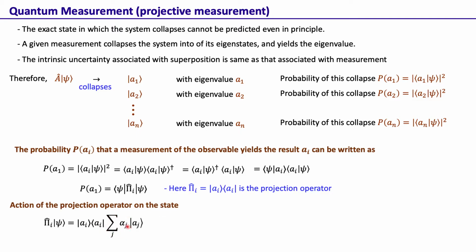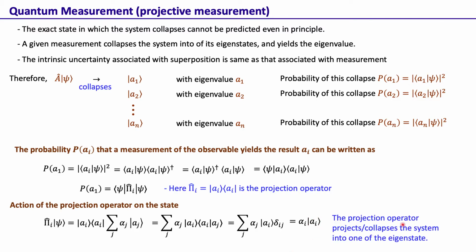With psi we are writing it as the sum over j of alpha j aj. Now this ai that we bring inside, alpha j is here, so that ai comes in here. We have this ai aj. Since these are orthogonal states, eigenkets, that gives us a delta function, and we have alpha i ai. So this projector Pi acting on psi basically yields this state ai.